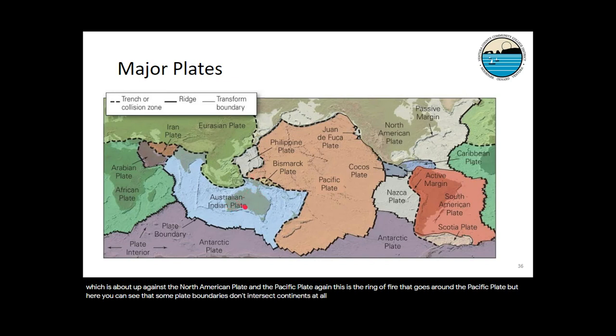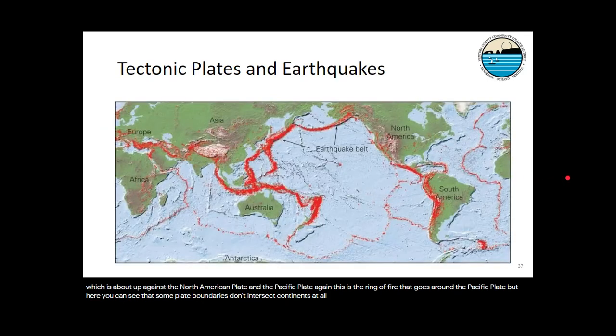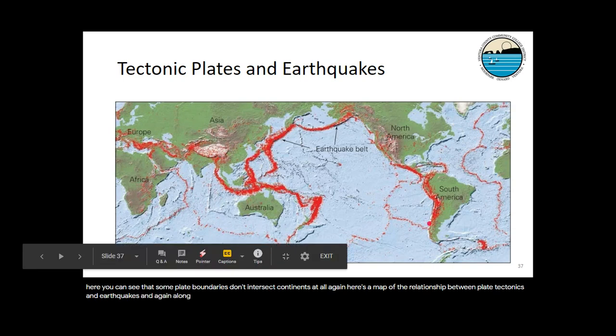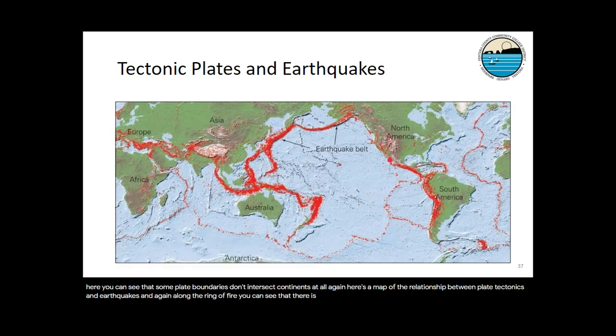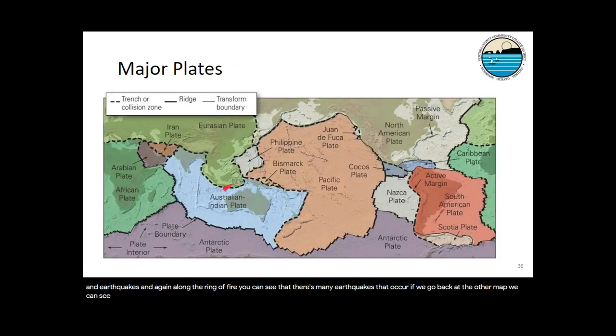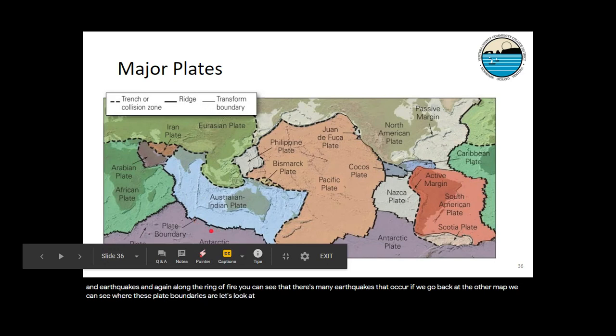Again, here's a map of the relationship between plate tectonics and earthquakes. And again, along the ring of fire, you can see that there are many earthquakes that occur. If we go back to the other map, we can see where these plate boundaries are. Let's look at this one here between the Antarctic plate and the Australian Indian plate. That would be down here. You can see that that's where earthquakes occur.